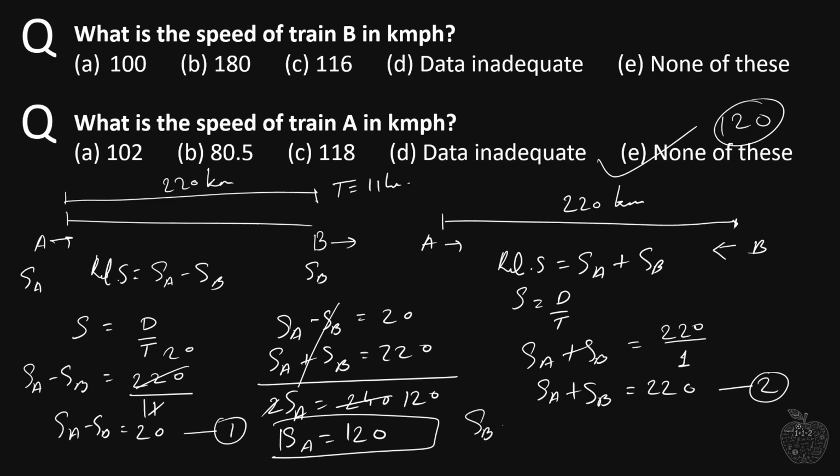Now from this information we can also calculate the speed of train B. So SB will be 120 minus 20, which is 100. So this is the speed of train B. That is what we are asked in the question: what is the speed of train B? It is 100 kilometers per hour.